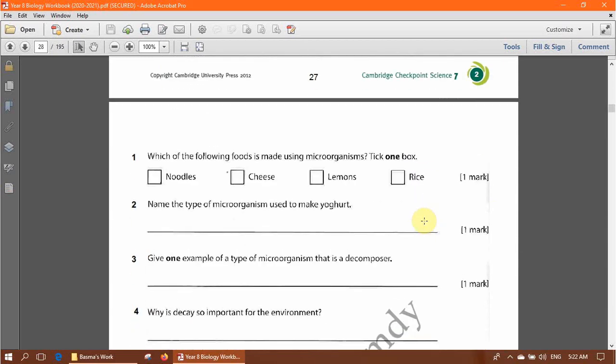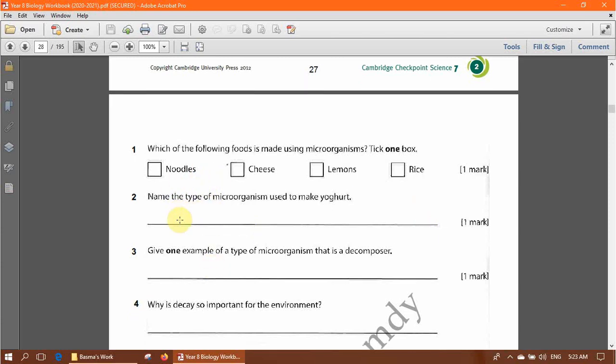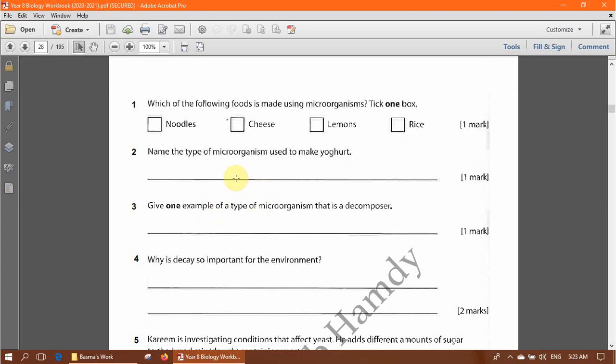Okay, the next question. Which of these foods is made using microorganisms? It's the cheese. Okay, I want here the type of the microorganism used to make yogurt, so it's bacteria. I want one example of a type of microbe that is a decomposer. So it can be bacteria or fungi. You cannot write in this case earthworms because earthworms are not a microorganism. And he wants the type, so you're going to write bacteria or fungi.